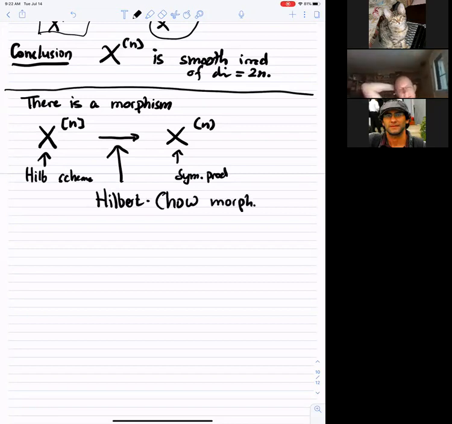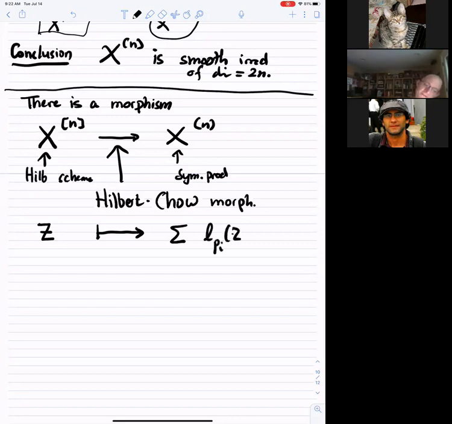Okay, and what does it do? Set theoretically, this morphism is easy to understand. You need to work a little bit to say that it's a morphism, but what it does is the following thing. Suppose that you have a scheme Z of length n. Then you send this thing to basically its support counted with multiplicity. So basically you take the length at π of Z times π, okay?